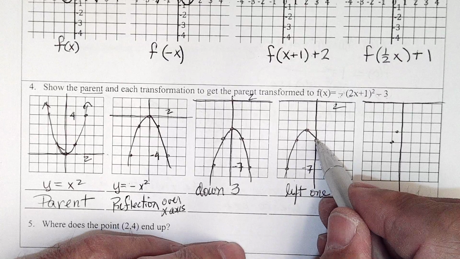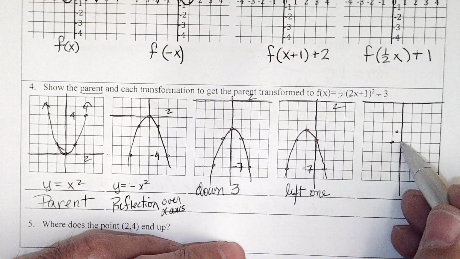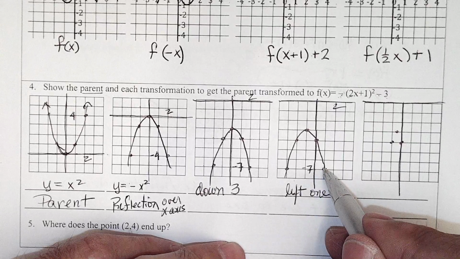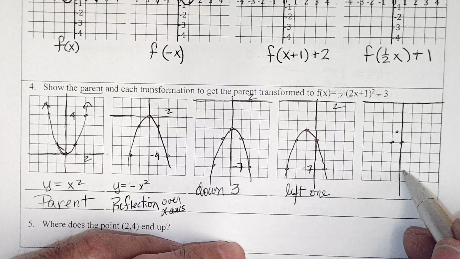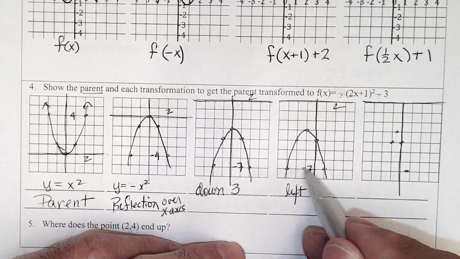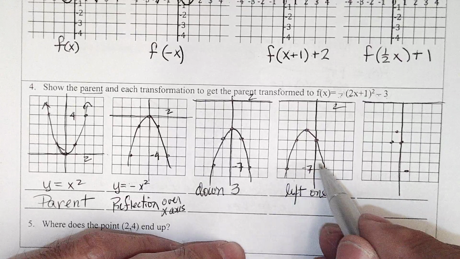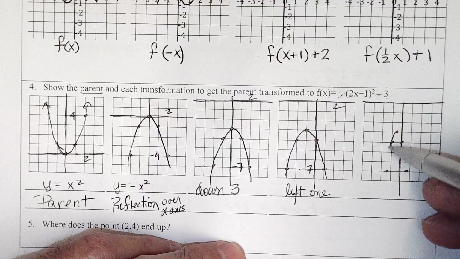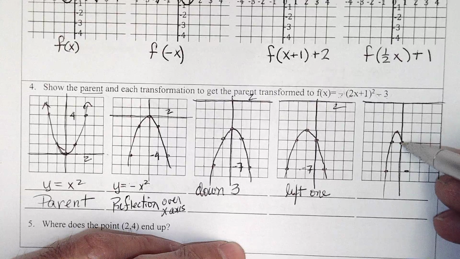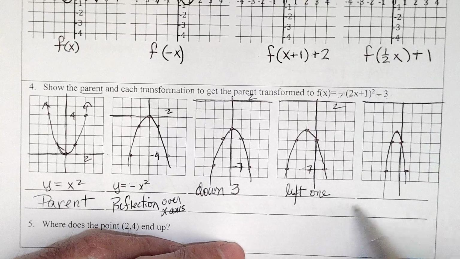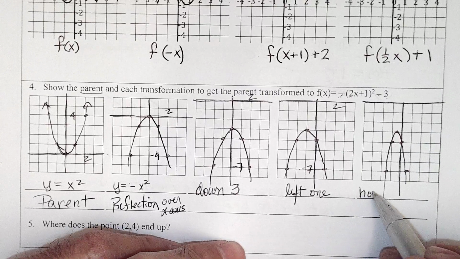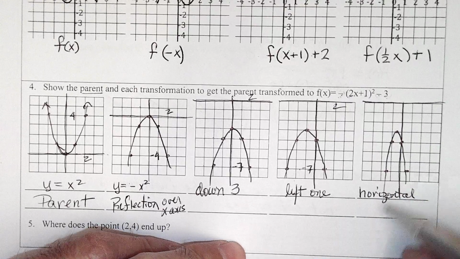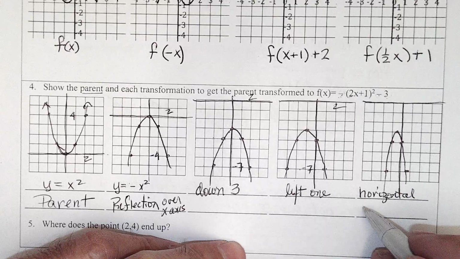This is on the y-axis, so it doesn't move. This was 1 away, so it goes to a half away. This was 3 away, so it goes to 1 1/2 away. And so this was a horizontal compression. It squeezed it.